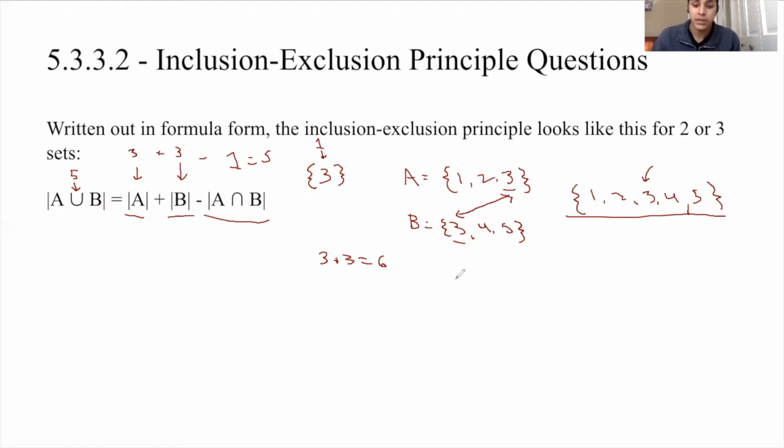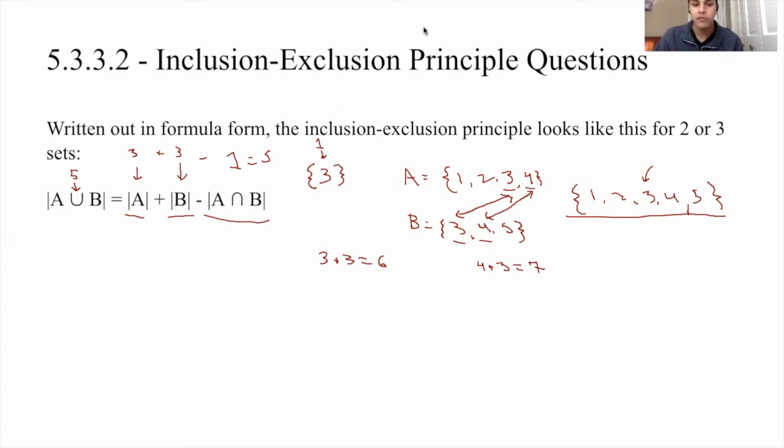Say we had a bigger set where it wasn't just 1, 2, 3 for set A, but say it was 1, 2, 3, 4. Well, there are 4 numbers in set A and 3 numbers in set B. And if we do 4 plus 3, that equals 7, right? But we still only have 5 numbers in our union set. And that's because we have the numbers 4 and 3 in both of these. We counted for these twice if we just add 4 and 3.